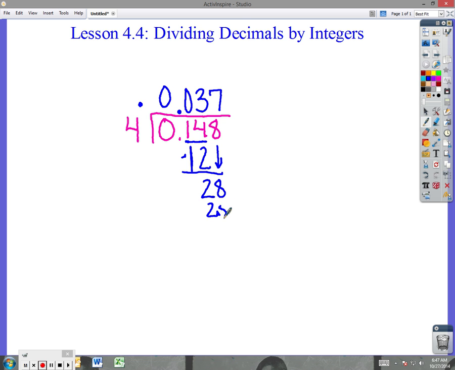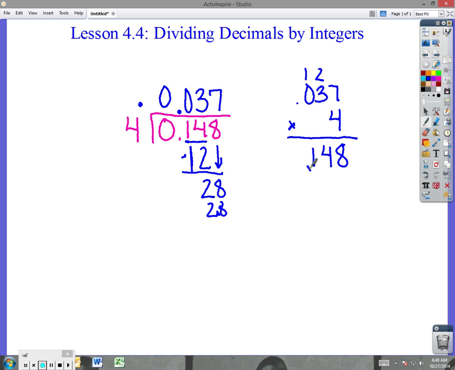I have nothing left. Now, to check this answer, if I so desired, I would have 37 thousandths times 4. And we're hoping that gives me 148 thousandths. So if I do multiplication, 7 times 4 is 28. We group 2. 4 times 3 is 12, plus 2 gives me, what is that, 14? Oh, sorry, I put the 1 up there, not the 2, because it's 14, not 24, Mr. Giomini. Let's take a look there. 4 times 0 is 0, plus 1 is 1.